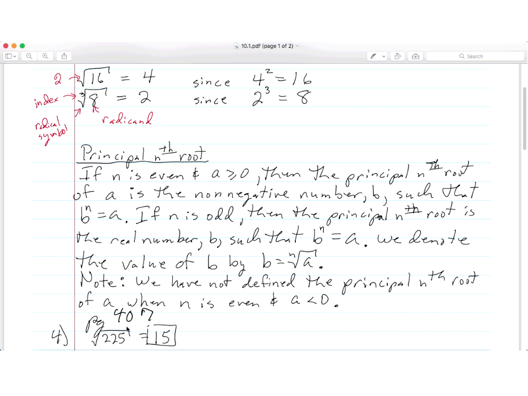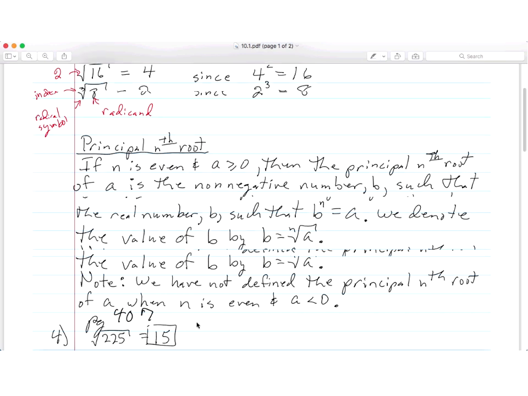So notice that this symbol here indicates a principal square root. And so there's only one answer. The one answer for the principal square root of 225 is the positive number 15.